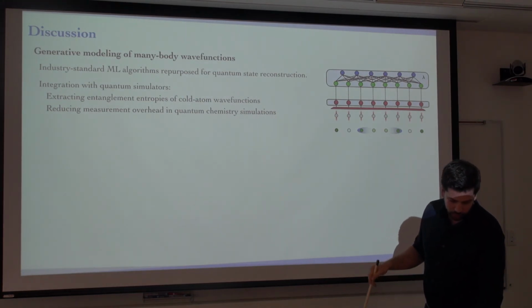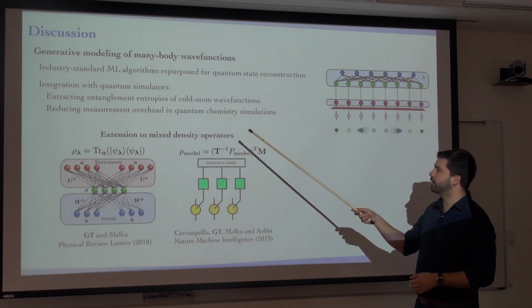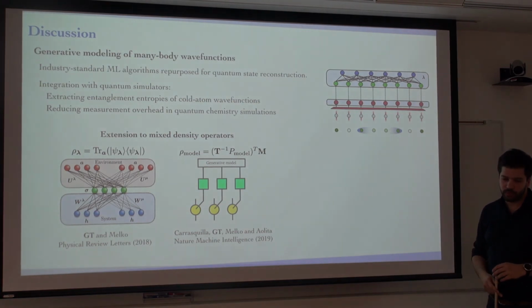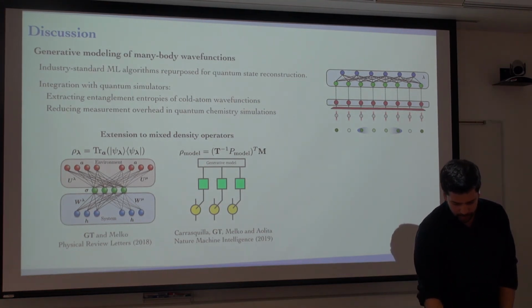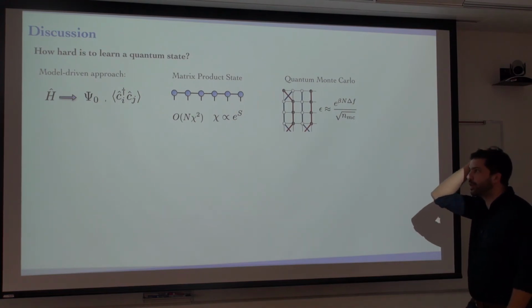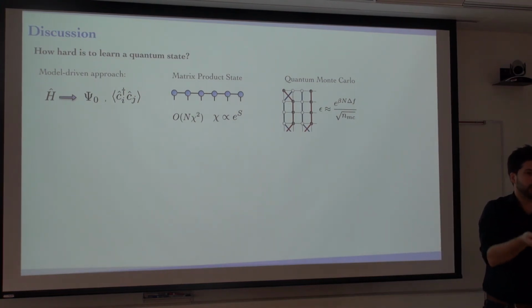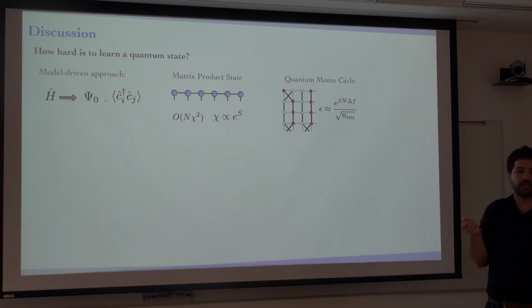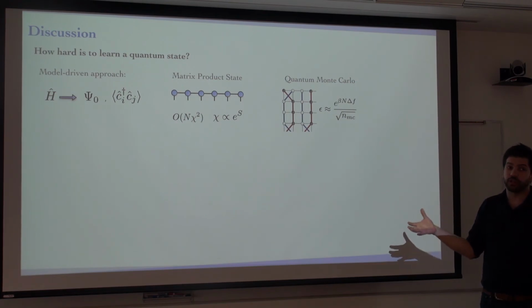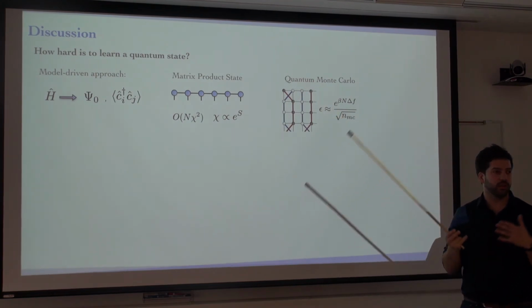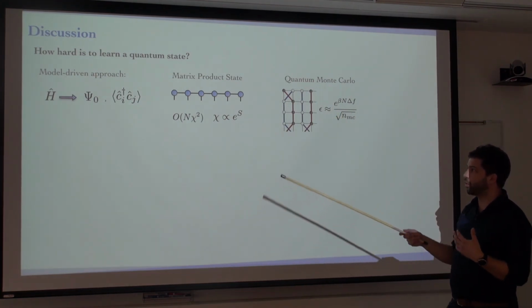And of course, we can do extensions. So we did extend this framework to mixed states using 2 different approaches. And I would say that the most interesting question to me is really comparing 2 different ways to learn quantum states. So typically in condensed matter physics, what we do is we start from some microscopic model, some Hamiltonian, and we want to get the ground state, or we want to get the Green's function of it. And here it's really model driven. So we use MPS, quantum Monte Carlo, and each of these methods comes with its own notion of complexity.